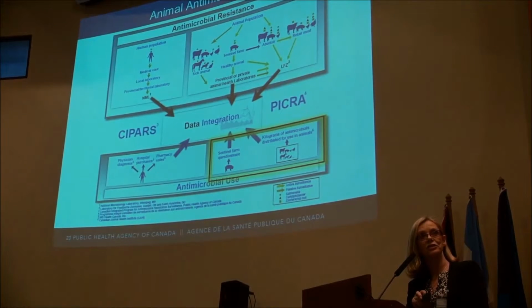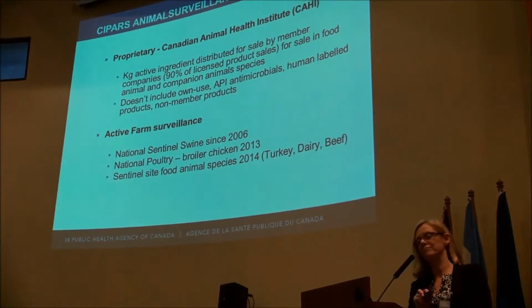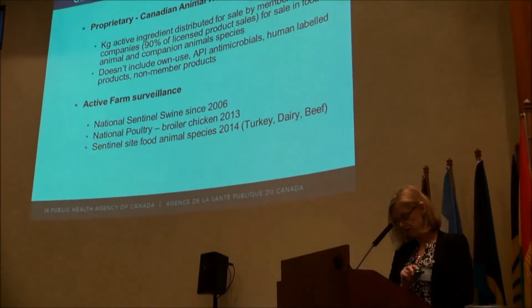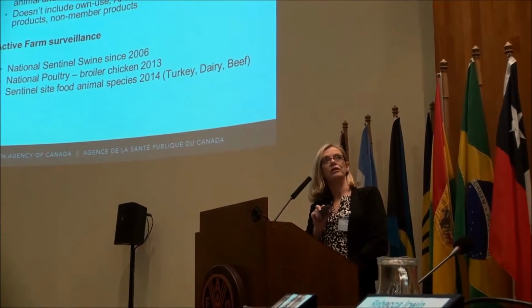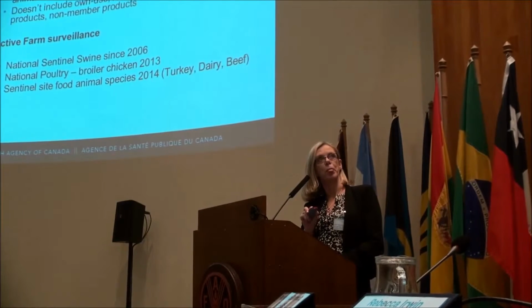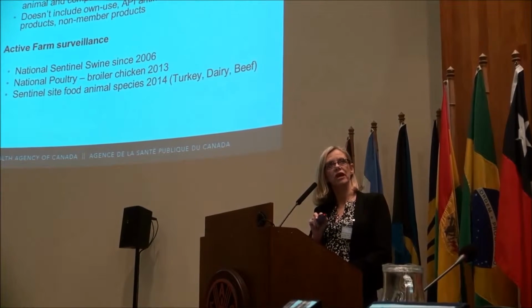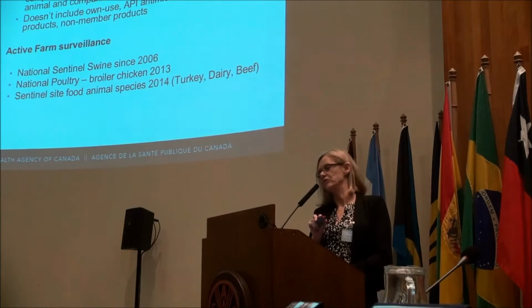And then finally, it's the use piece, which, as I mentioned, we get from the Sentinel Farms as well as the Canadian Animal Health Institute. So the Canadian Animal Health Institute represents something like 95% of the manufacturers of antimicrobials that sell antimicrobials in Canada. And they provide us with a kilogram of active ingredient distributed for sale. And there are some missing pieces because in Canada we still allow importation of active pharmaceutical ingredients, and there's also some own use importation that's allowed. So there's a percentage, I think it's up to like 13% of our total data that may be missing here.